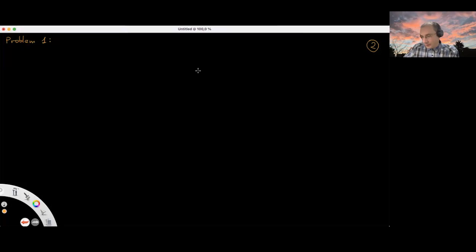I need to open my notes. Okay, so the idea was that we have the flat metric tensor, the Minkowski space, and we introduce a new coordinate system.